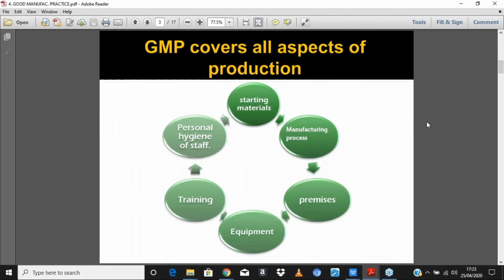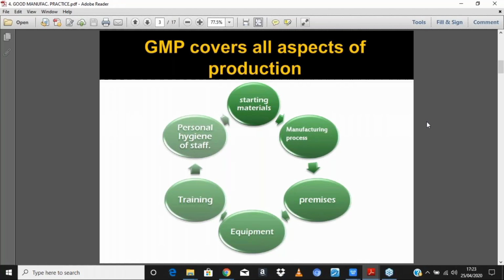Starting materials must be right, they must be correct, and that's why some companies practice what is called vertical integration. I'll leave that to you as an assignment to go and find out what vertical integration is. It's a means to make sure that you have absolute control over your raw materials and supplies.